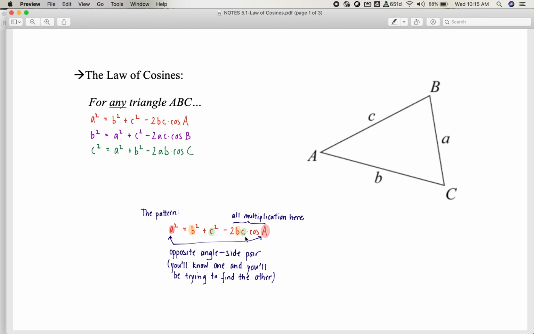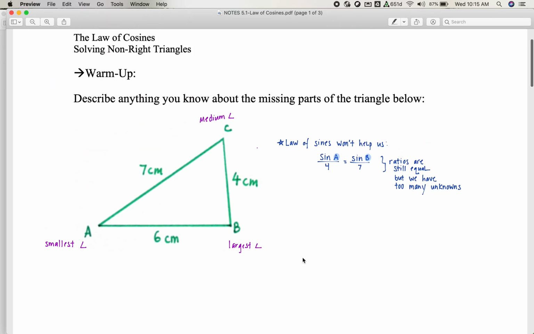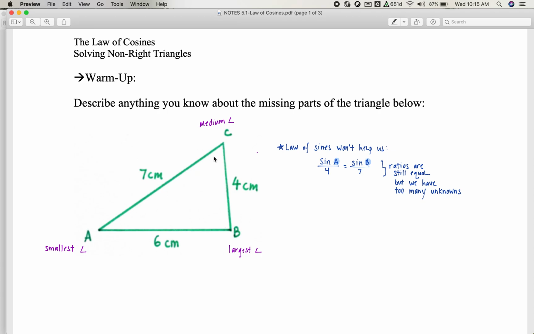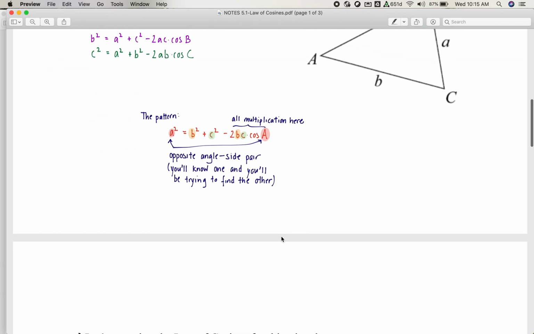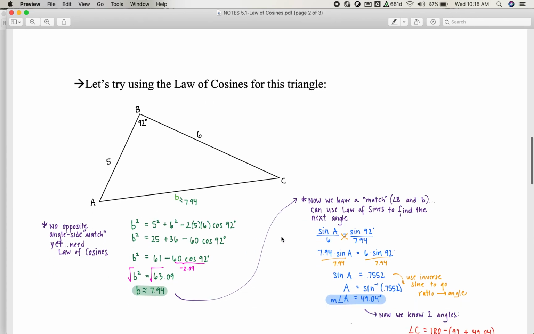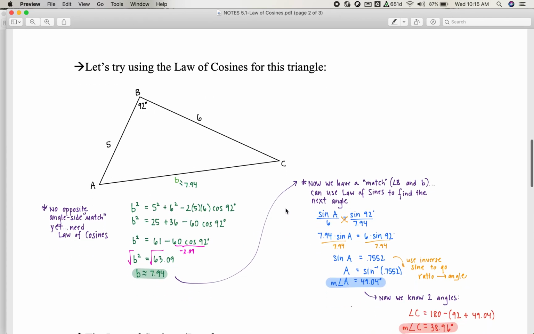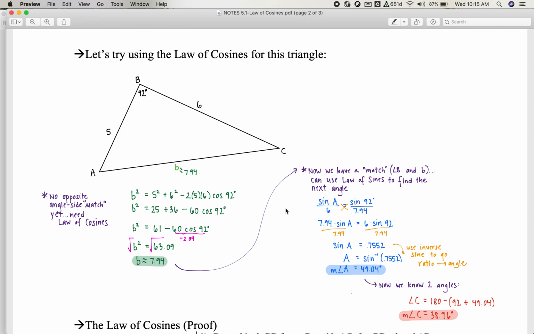2 times B times C times the cosine of A. Okay, so this is the law of cosines. Before we get back to this problem from the beginning, this one's actually a little harder because it's an angle we're trying to find. Let's actually start with seeing how law of cosines plays out when it's a side that we want to find. And this is actually going to be a little bit easier than that warm-up problem.